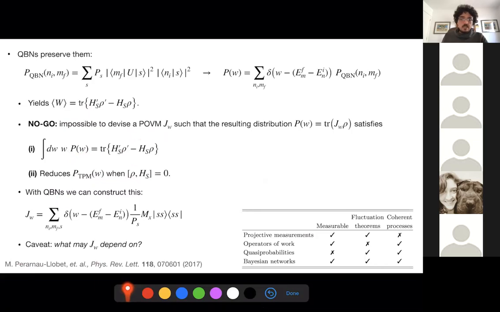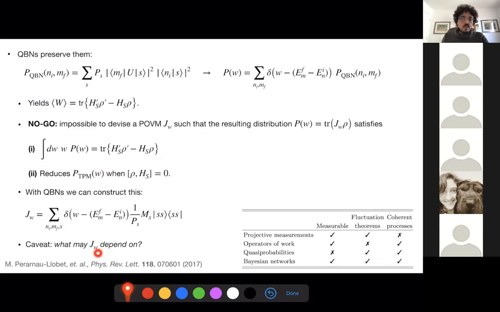But with QBNs, we actually can. It will not be a POVM on a single system, right? It will be a POVM on multiple systems, but we actually can. I write the formula here just for completeness, but that's not necessary. Essentially, we can cook up a POVM such that if we do the trace of this J times rho, we get exactly this P of W here. So this would be directly the outcomes of this POVM. This is very nice because we can have the QBNs directly providing an alternative to this no-go, in the sense that it yields the correct average and also reduces to the TPM in the incoherent case. But there is a caveat, which is a slightly subtle one, which is what may this J of W depend on?